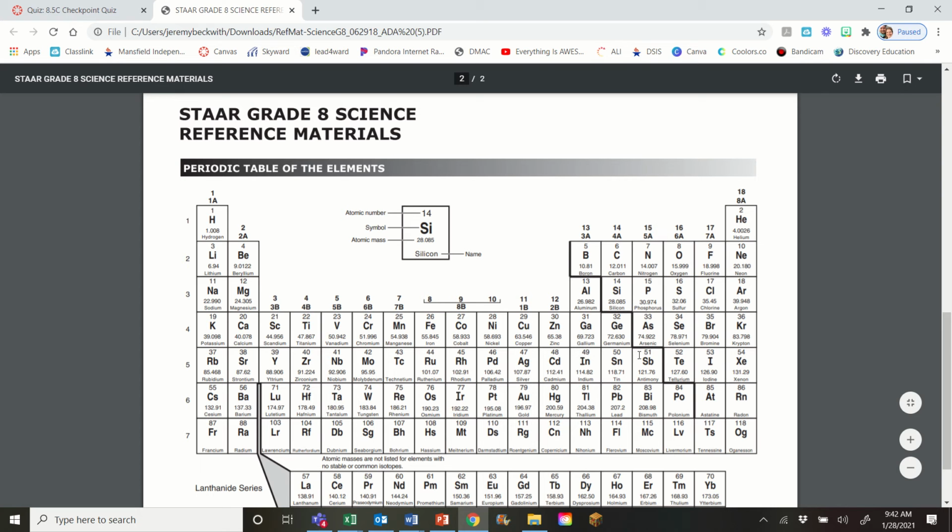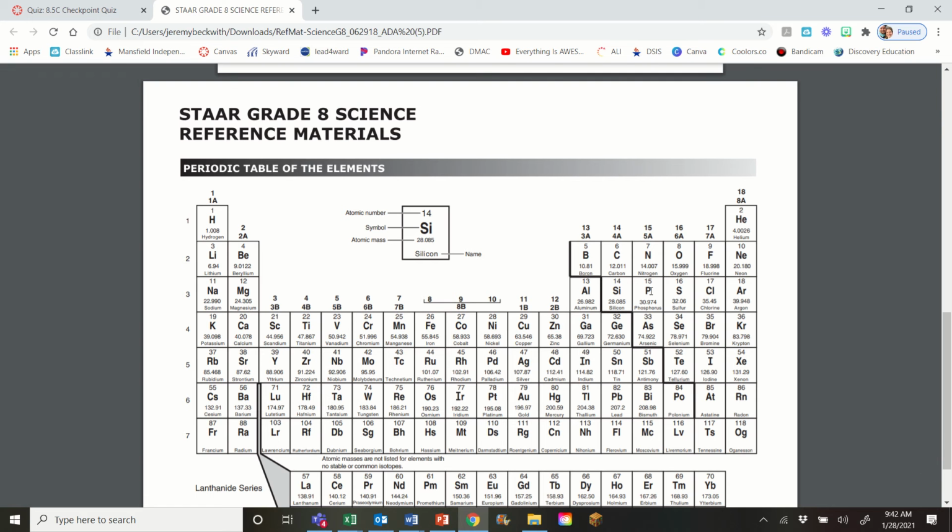You have to remember that the groups, which are the columns, have the same number of valence electrons, at least for groups 1, 2, and then 13 through 18. All right, so for phosphorus, we have 5 valence electrons. All right, so I need to find another element that also has 5 valence electrons. So we've got nitrogen and arsenic and antimony.